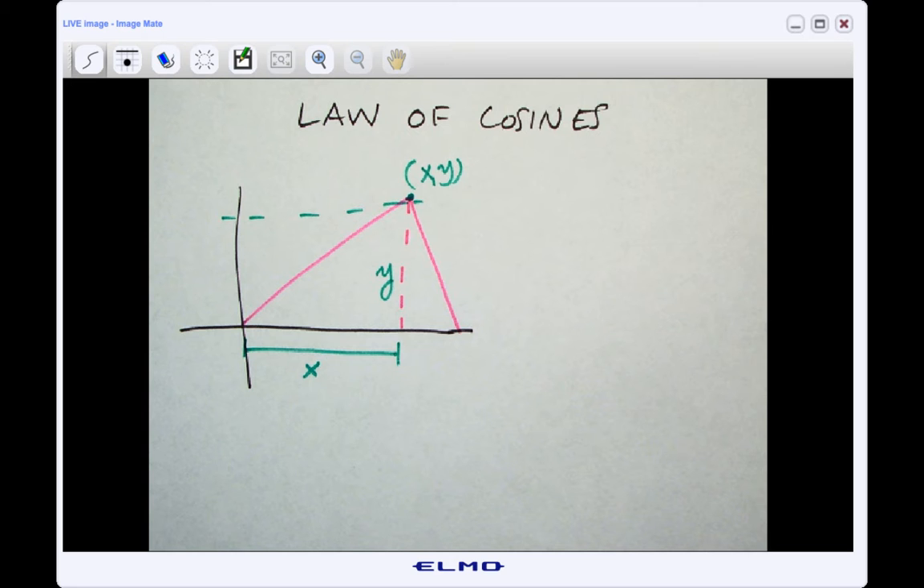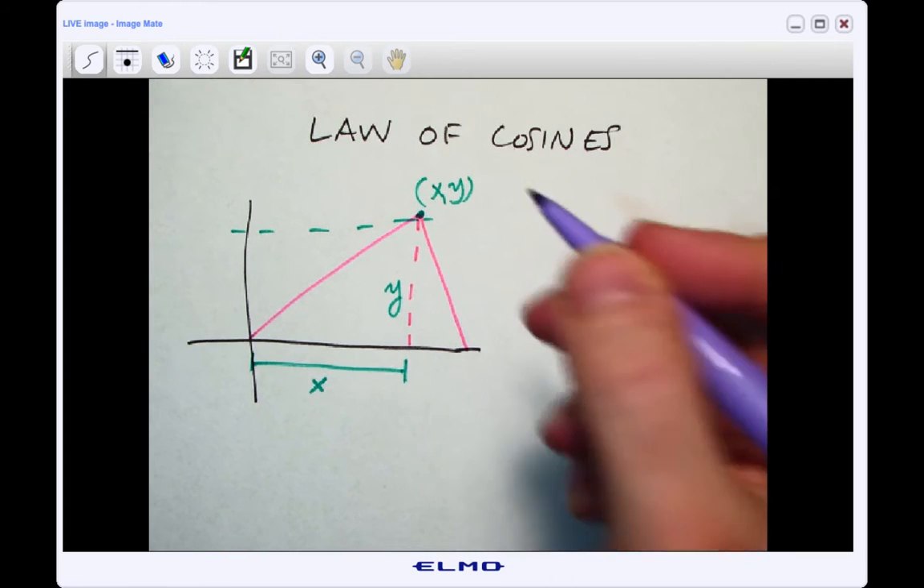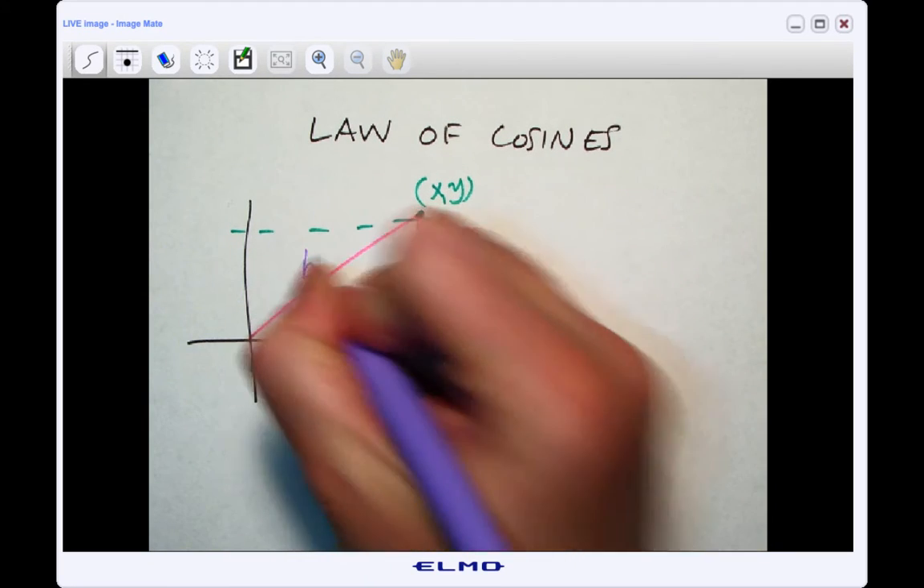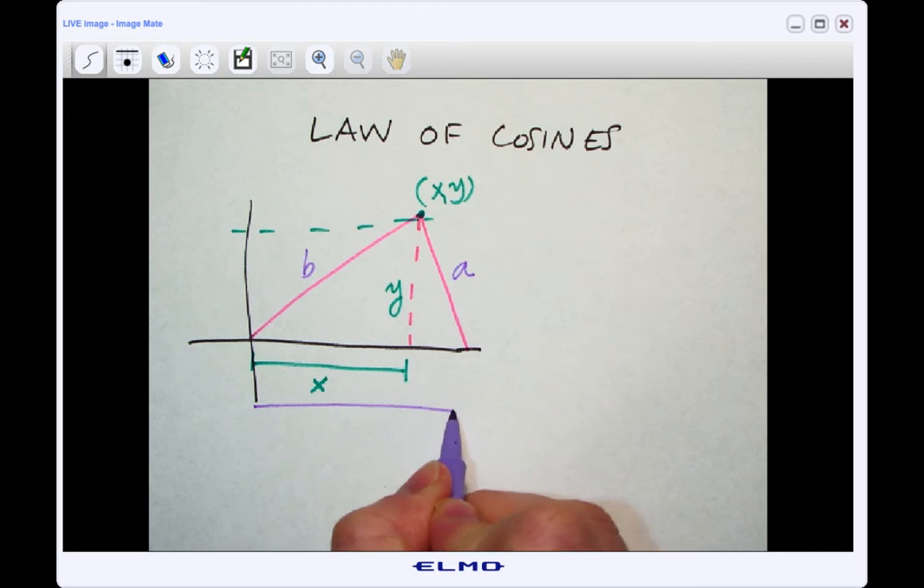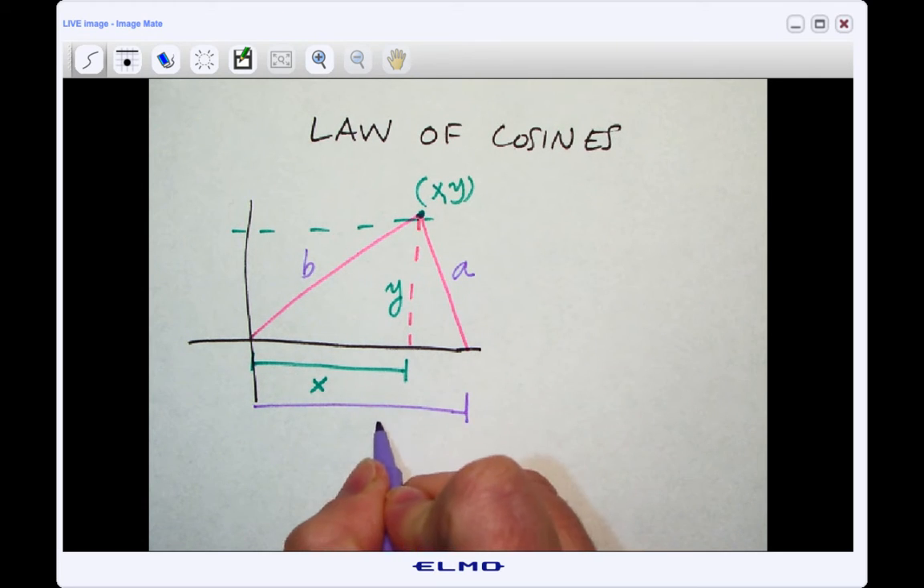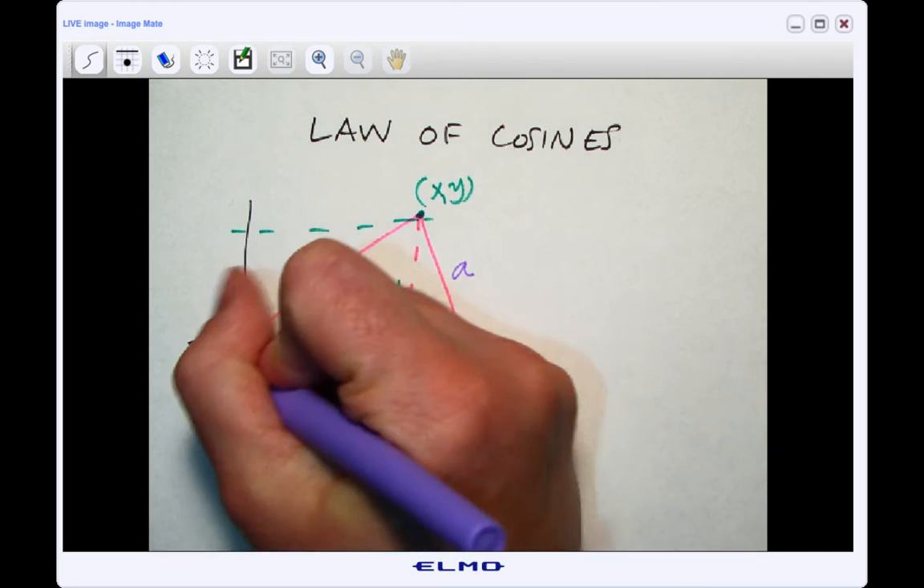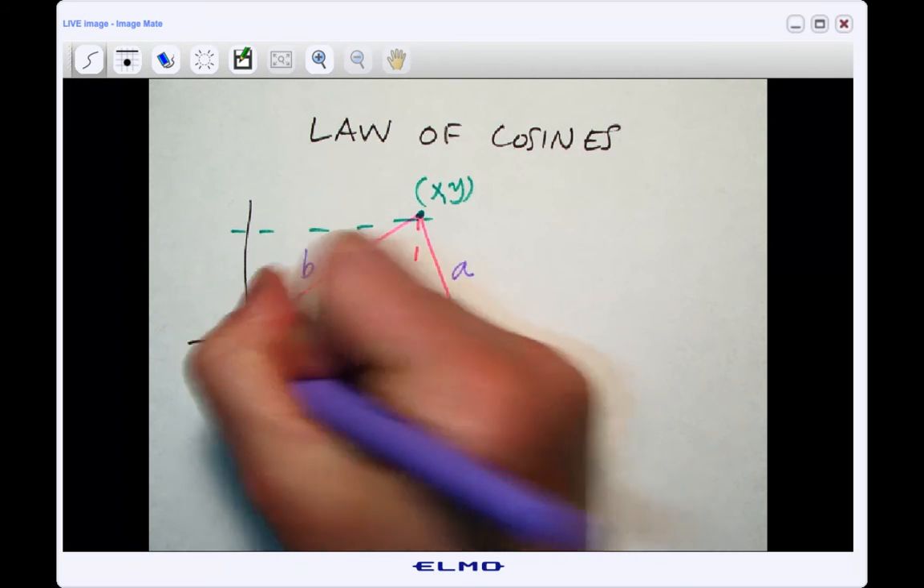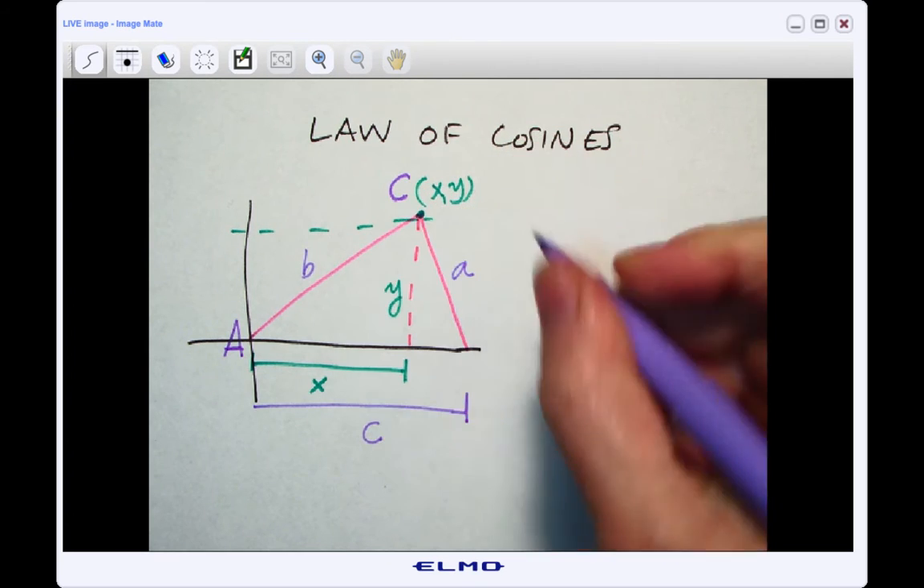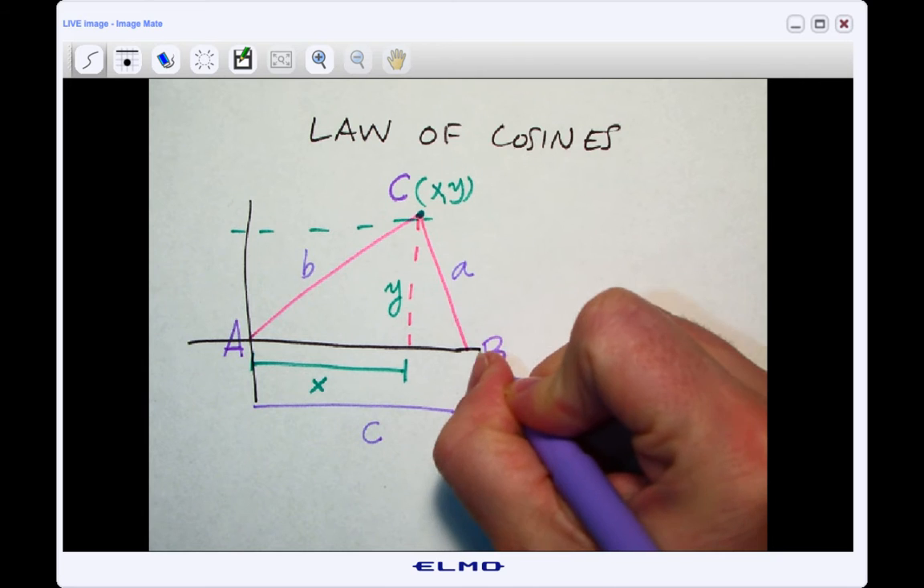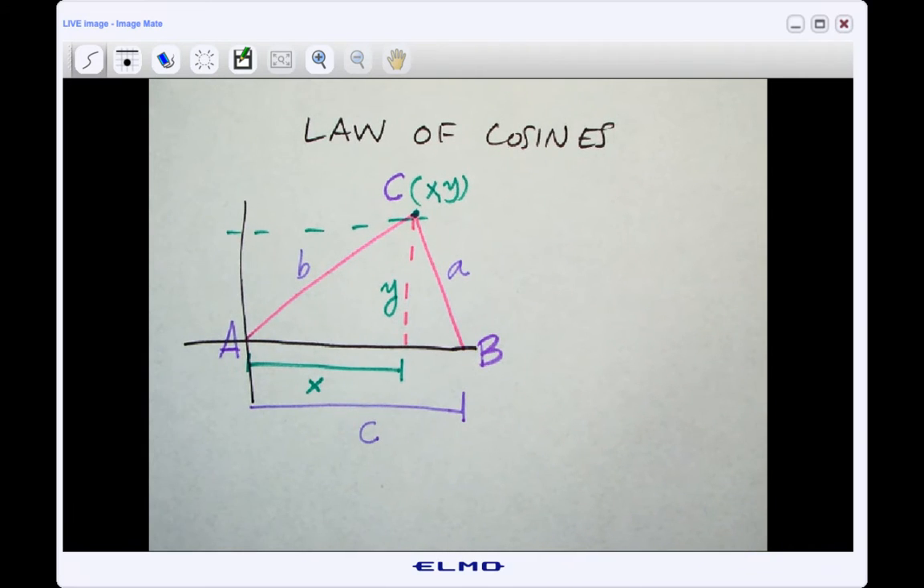I'm going to label the sides. We can call them anything you want, but since usually the formula has an A, B, and C in it, I'm going to call them A, B, and C. So I'll call this one A and this one B, and I'll make this side of the triangle C, okay? So that makes this over here angle A, and this one angle C, I guess, and this one angle B. Okay, so there's my triangle.